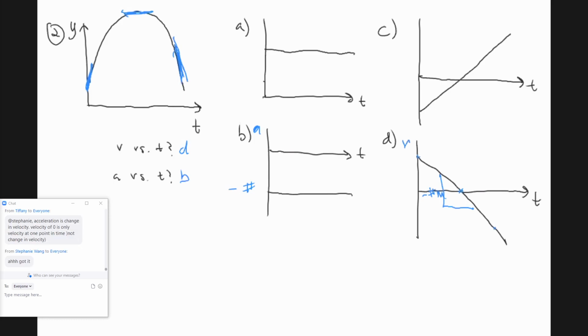But isn't it, when I look at the curve, I think it's getting negative. We have negative acceleration going up.